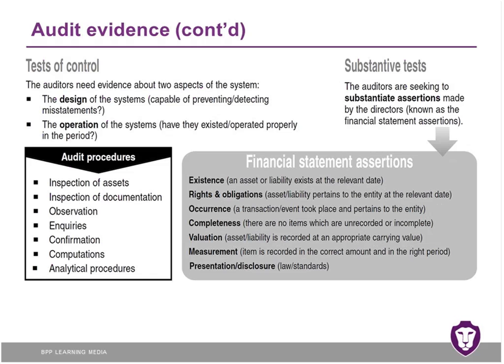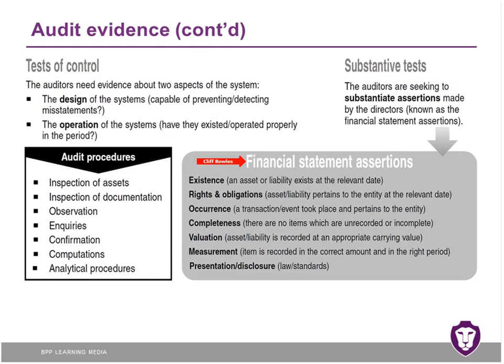You need to understand these two terms, tests of control and substantive tests. Control is about systems and how they're designed and how they're operated. Okay, so tests of control are about systems, and substantive tests are about something called assertions. Assertions are things that are made, but they're not actually said as the word assertions.